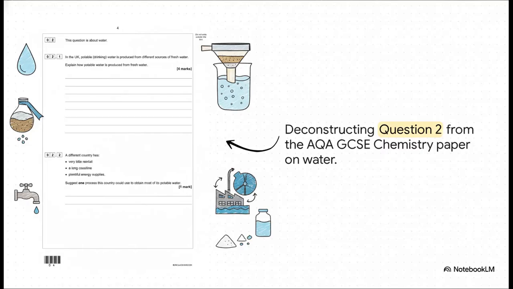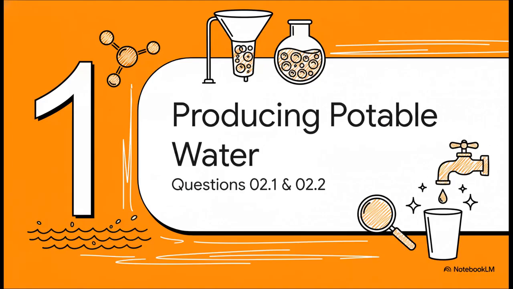Okay, so let's get our hands dirty. We're going to use question 2 from this AQA paper as our case study. The whole thing is about water, from making it clean enough to drink to figuring out what to do with it after we've used it. First up, let's look at producing potable water. Water that's actually safe to drink.